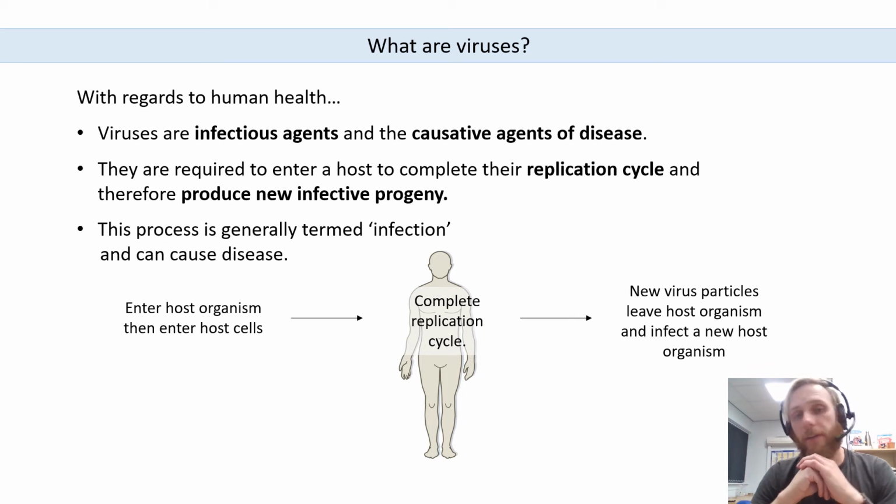And when we have viruses that cause disease in humans, as we said, they're engaging in a host-parasite relationship with us. And this is what that looks like. We have this slide here, where the virus enters into the host organism, then it enters into host cells, and this is crucial. And this is a big difference between viruses and bacteria. Bacteria don't usually enter into host cells.